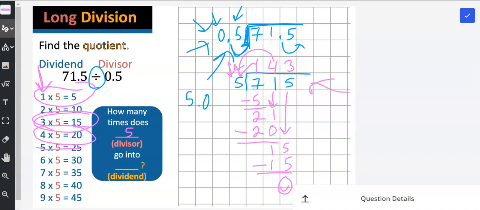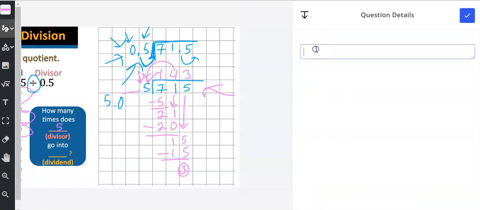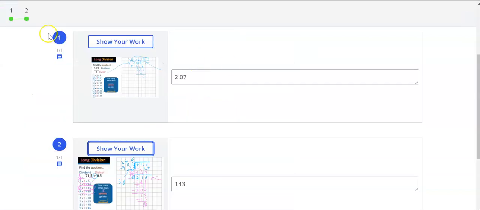So when you have a 0 at the bottom and there's nothing to bring down, you know that you're finished. So my answer is 143. So I'm going to go ahead and put my quotient. I'll type it in here, 143. Quotient is the answer to a division problem, and I got it right. You can see the green circle at the top.